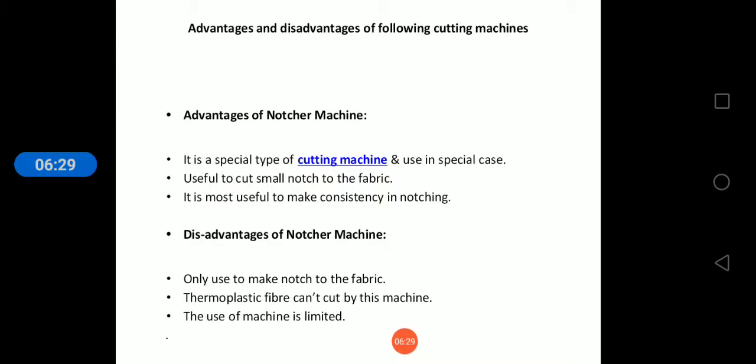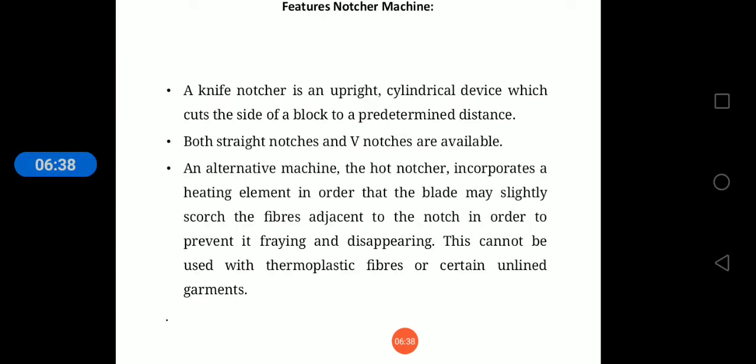Disadvantage of notcher machine: it is only used to make notches in the fabric. Thermoplastic fibers cannot be cut by this machine. The use of the machine is limited. A knife notcher is an upright, cylindrical device which cuts the side of the block to a predetermined distance. Both straight notches and V notches are available.